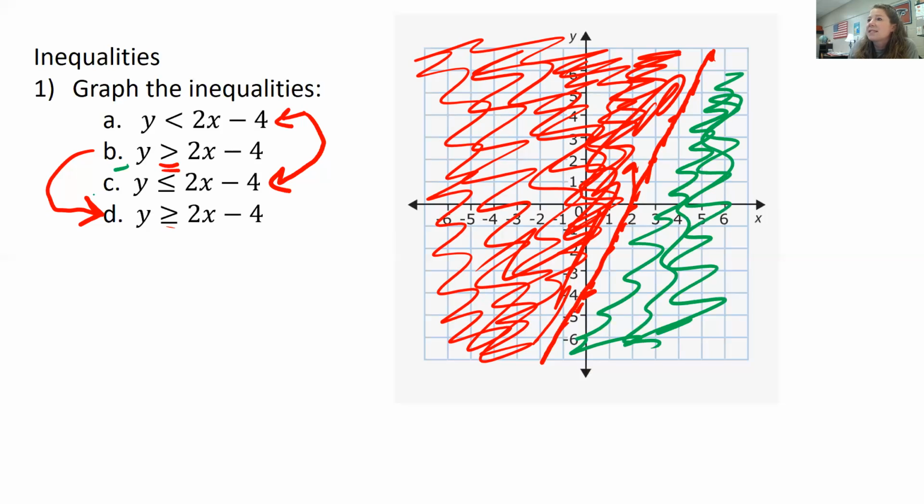So this is letter C. It's a solid line, and we shaded below the line, okay? Wow, what a mess. What a mess, you guys.